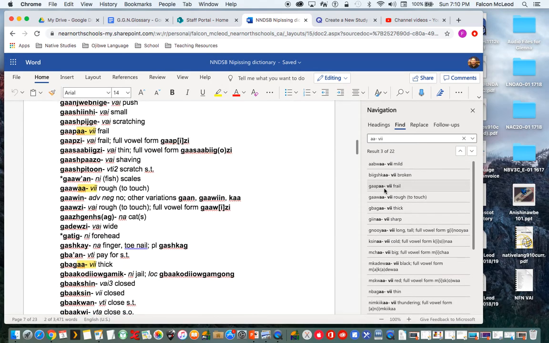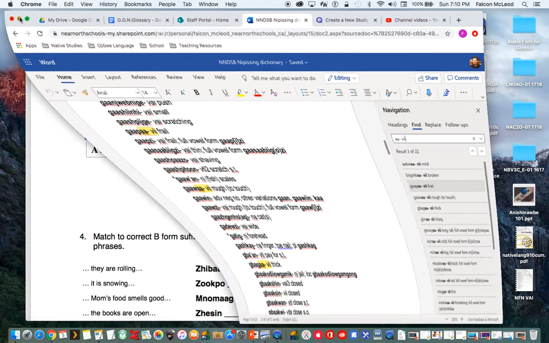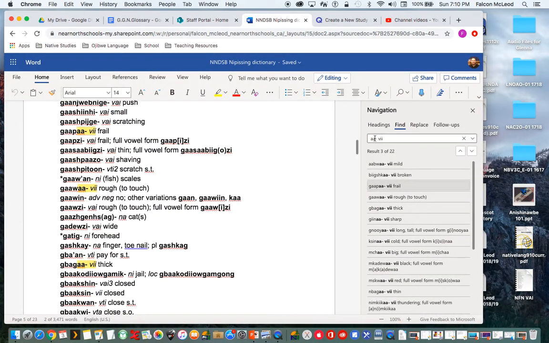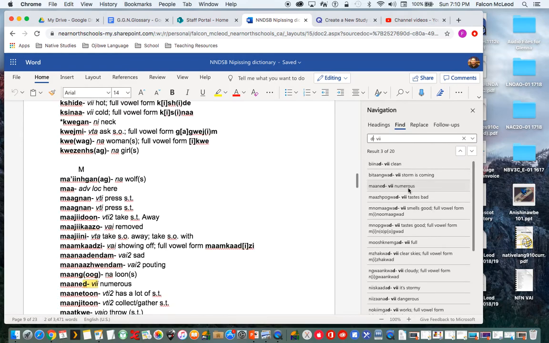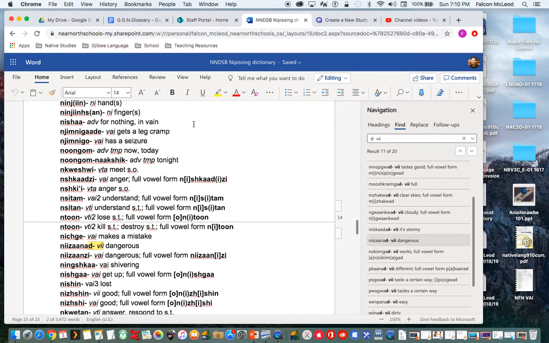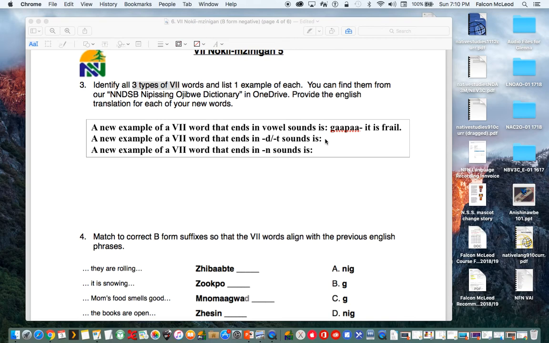So I'm going to use gapa, which means frail. All right, we replace that AA with a D sound. There we go. That's dangerous. It is dangerous.